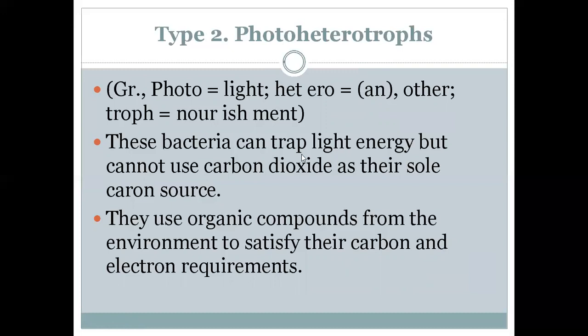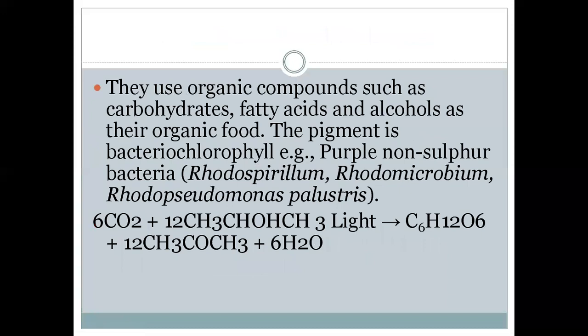And as the term heterotrophs is involved, they are depending on other organisms. They cannot use carbon dioxide as their carbon source. They use organic compounds from the environment to satisfy their carbon and electron requirements. So in place of carbon dioxide, they are taking up organic compounds from the environment. So they use organic compounds such as carbohydrates, fatty acids, and alcohols.